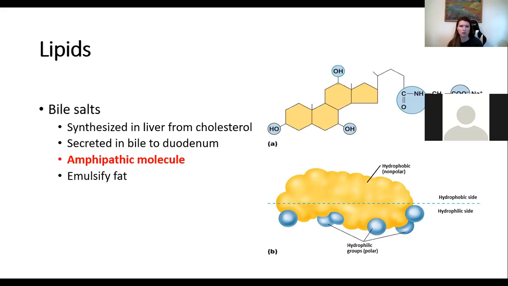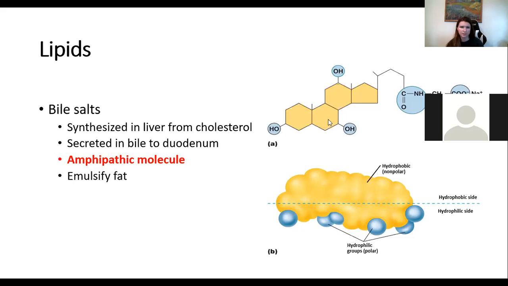Our bile salts are also amphipathic. So they have this non-polar part, which is made basically out of cholesterol. So here we see a steroid, which is a type of lipid, right? Cholesterol. But they also have these extra little polar groups that get added. And these polar groups allow the bile salts to interact with water.